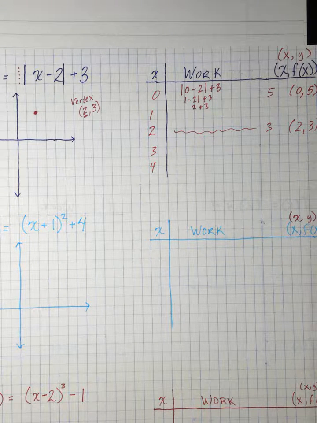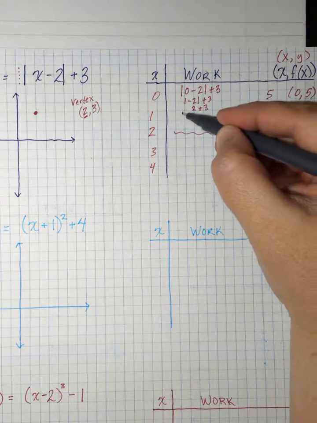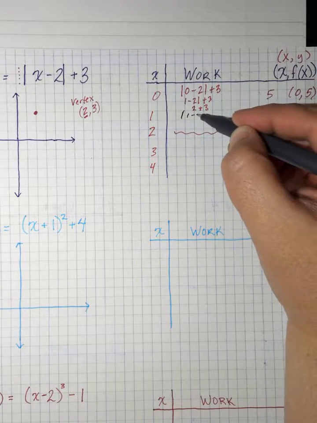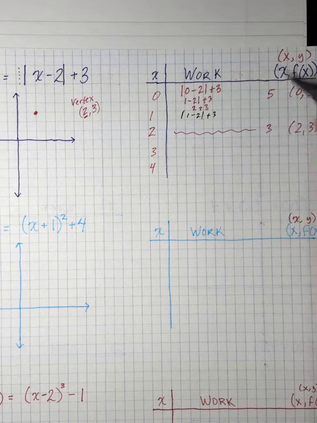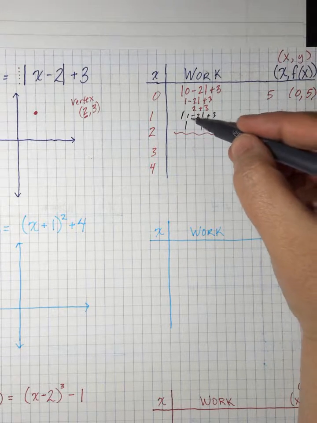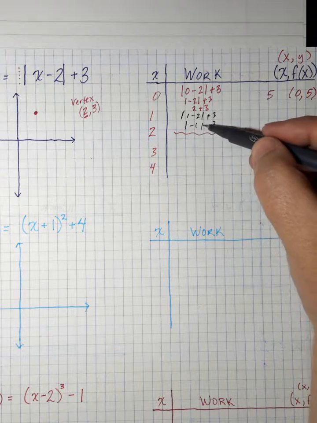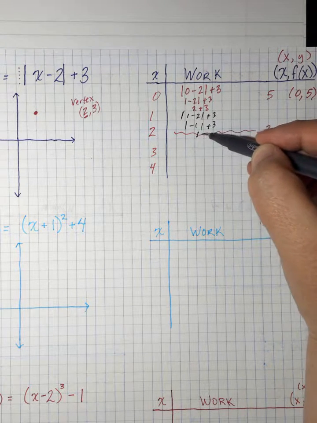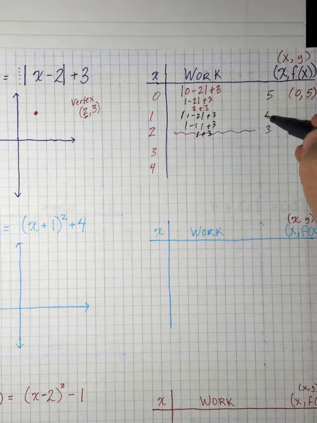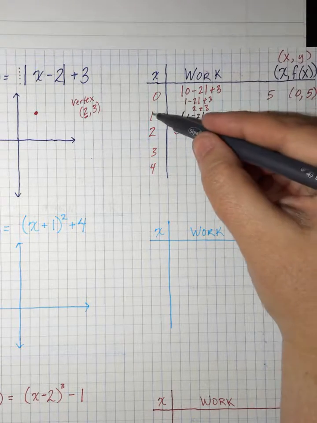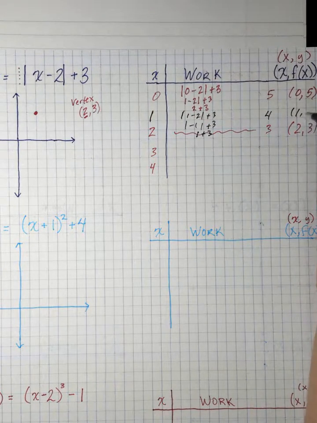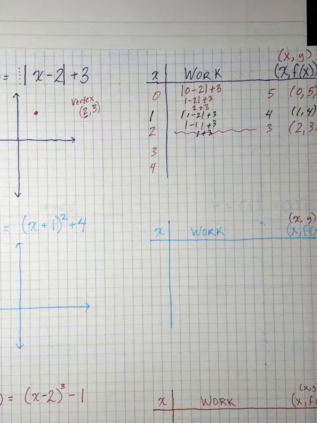Well, then I want to go back in and plug in the 1, and I'll change color so it's easy to see here. I want to plug in a 1 in my problem. So I take the absolute value of 1 minus 2 and then plus 3. Well, 1 minus 2 is a negative 1, plus 3. Absolute value of a negative 1 is a positive 1 plus 3, which gives me a 4, which means my ordered pair for this one is 1, 4.